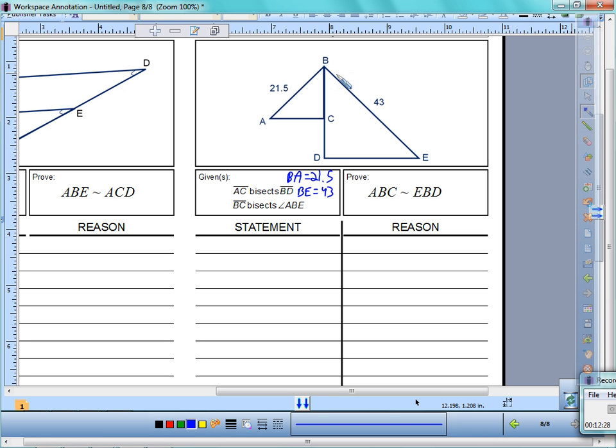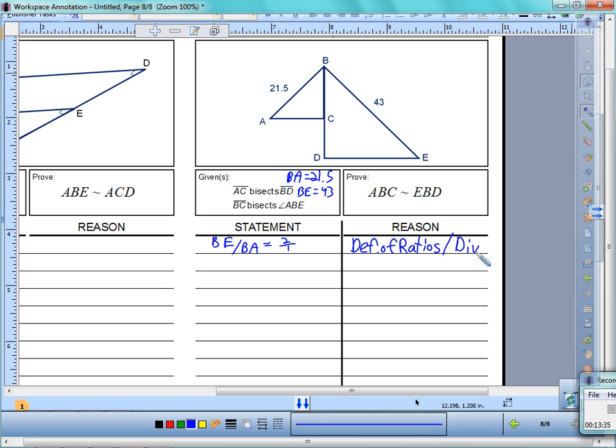So let's first start with these sides. What I'm going to say is the length of BE over the length of BA, I write it sideways like this just because I've got bad handwriting, is 2 to 1. Right? And my reason is just either the definition of ratios, or if you wanted to, you could just say division.